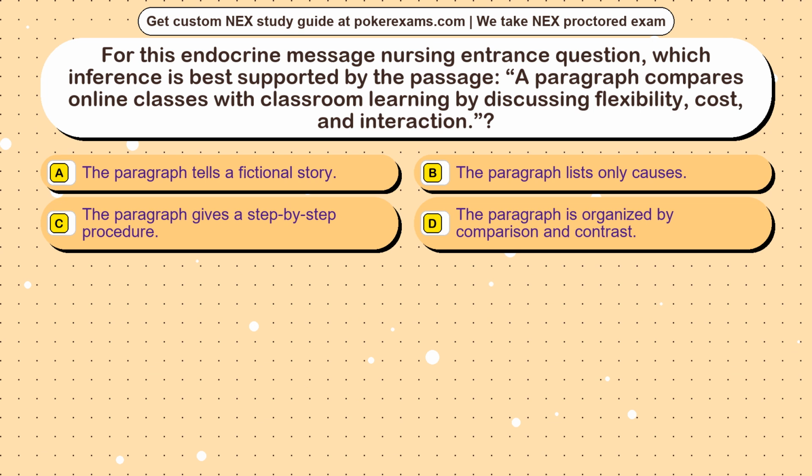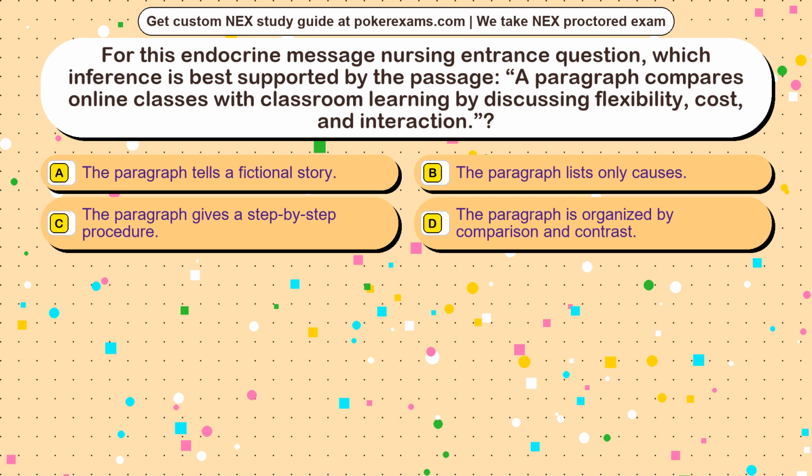Question 13. For this endocrine message nursing entrance question, which inference is best supported by the passage? A paragraph compares online classes with classroom learning by discussing flexibility, cost, and interaction. Option A. The paragraph tells a fictional story. Option B. The paragraph lists only causes. Option C. The paragraph gives a step-by-step procedure. Option D. The paragraph is organized by comparison and contrast.